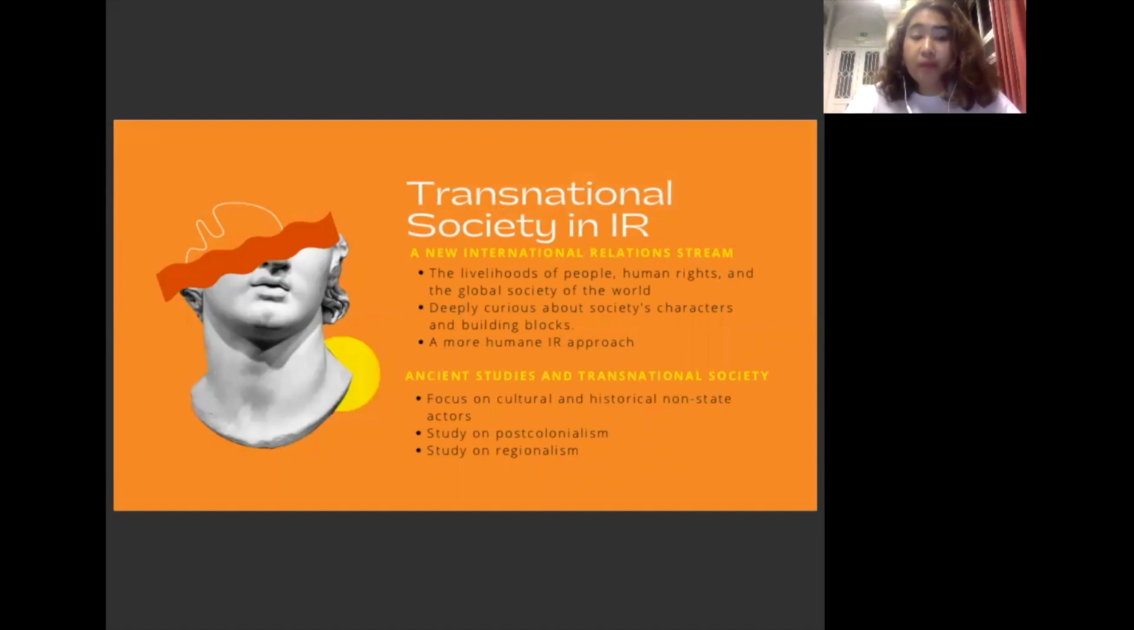Transnational studies is a realm of IR whose core focus is not on state security or economics, but more towards the livelihoods of people, human rights, and the global society of the world. Transnational studies believe that in a globalized world, states are no longer the sole owner of authority and power in global politics. Rather, people and non-state actors such as multinational corporations, non-governmental organizations, and individual characters can have a say in the global agenda, though not as impactful as the conventional state.